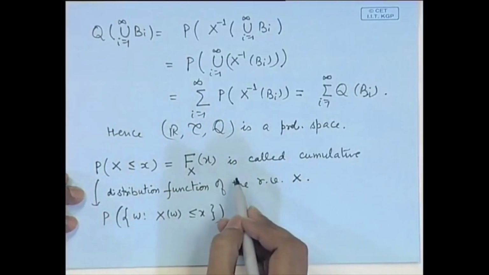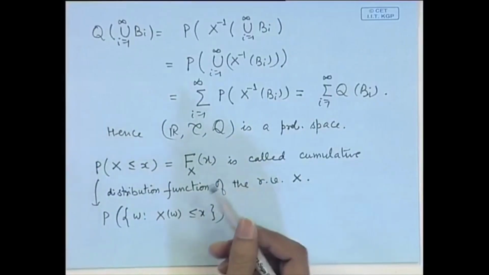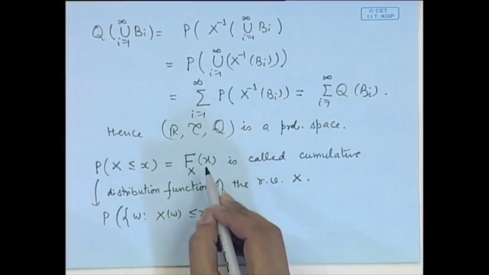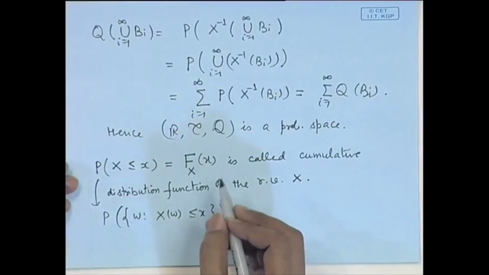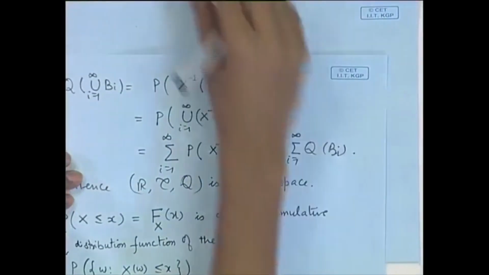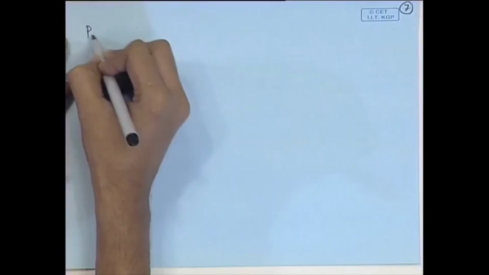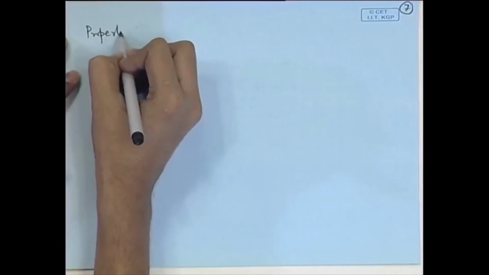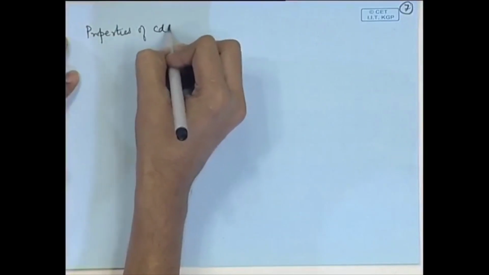This function is quite useful in talking about all types of probability statements of the random variable X. So, first of all, this cumulative distribution function satisfies certain important properties. Properties of CDF.